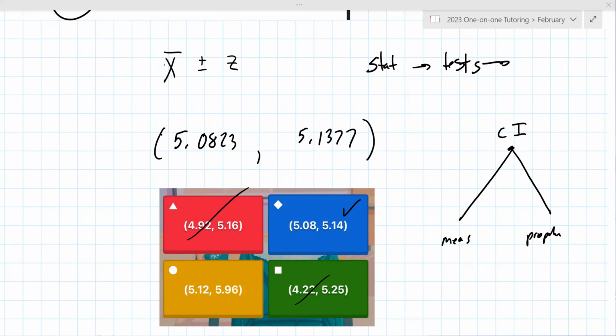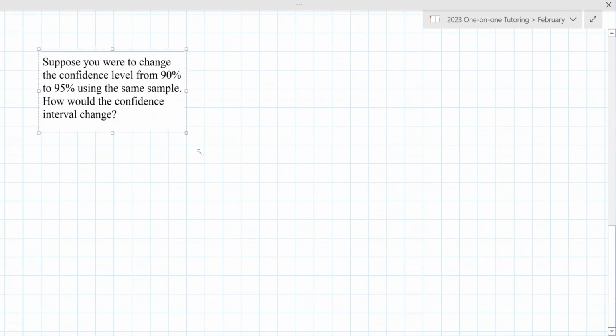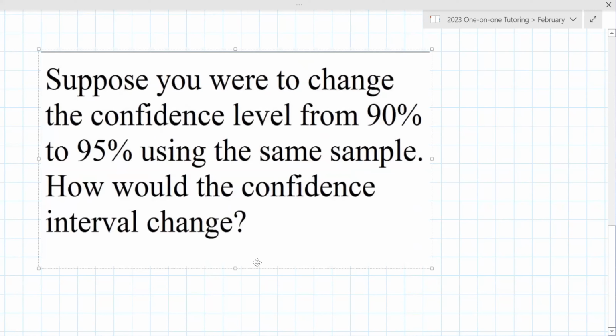All right, here we go for number 3. If I can find it. Here we go. All right, this is number 3. It says, suppose you were to change the confidence level from 90 to 95% using the same sample. How would the confidence interval change? That's asking about the width. The width and the margin of error are basically the same in terms of how they're affected.